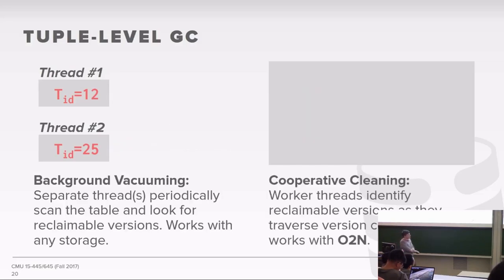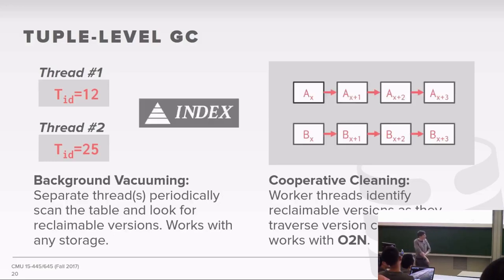Right, and the second choice is, again, do cooperative cleaning. And what's going to happen here is that as the transactions run, meaning as the threads that are invoking the queries are scanning through our tables and checking these different versions to find the ones that are actually visible to them, they can also figure out, oh, I'm looking at a version that is not visible to me, and I know it's not visible to anybody else, so I can go ahead and clean this. So let's say that I do an index lookup for the first transaction, and we land on AX. And AX is not visible by any transaction. Say it was timestamp 1. So the thread knows that I'm timestamp 12, the other guy's timestamp 25. So nobody can see AX.